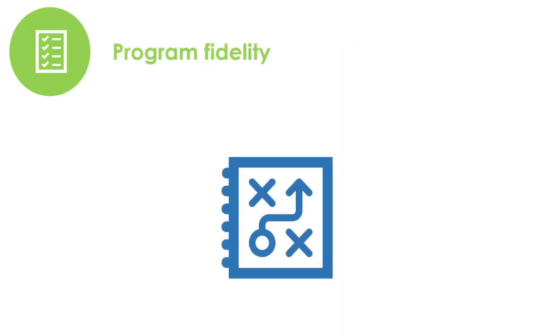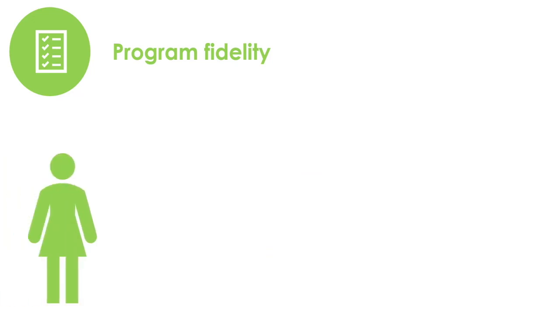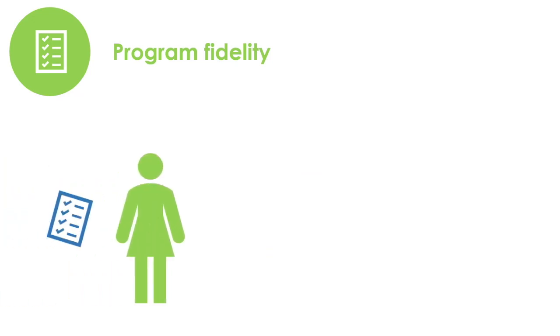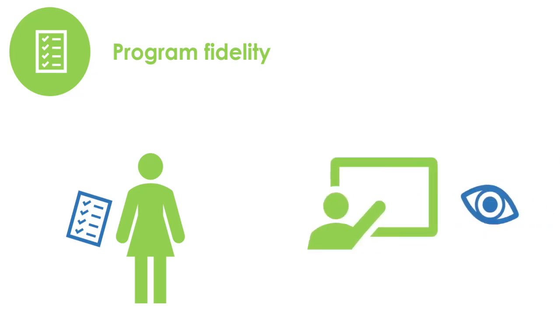Another output to measure is program fidelity, which is basically ensuring that your program is being delivered as intended. For example, are staff delivering all of the content in each lesson, or are some staff skipping activities such as the role plays? Some programs ask staff to complete a checklist after each session to ensure they actually did everything they were supposed to. Other programs video record sessions or have someone observe a few program sessions in person to determine whether all components of the program were delivered as expected.